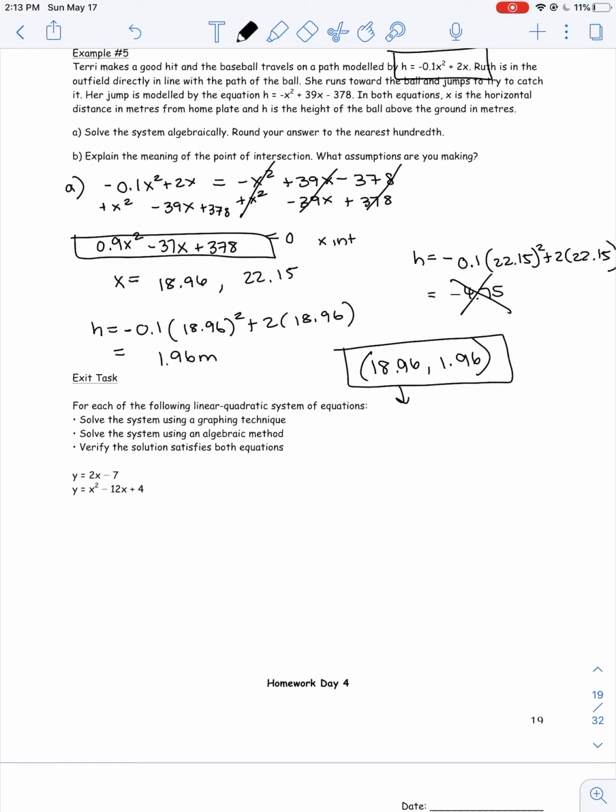And explain the meaning of the intersection point. So this is the horizontal distance and the height at which the ball was caught, so this is for B, where the ball was caught. Okay, that is what B is asking for. It's just the approximate distance and the height that it was actually caught at.